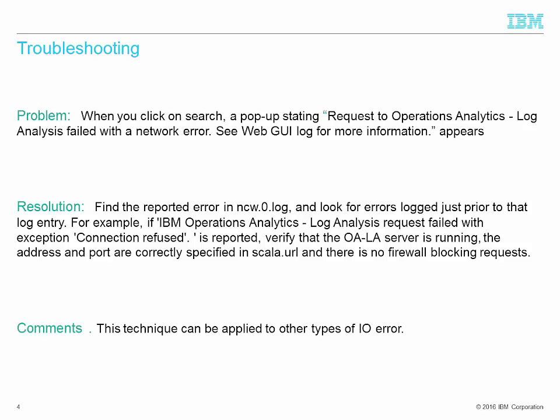Verify the server is running, the address and port are correctly specified in the SCAL URL, and there is no firewall blocking requests. This technique of looking for the pop-up message in the log and then looking for further information just before that can be applied to other types of I/O error.